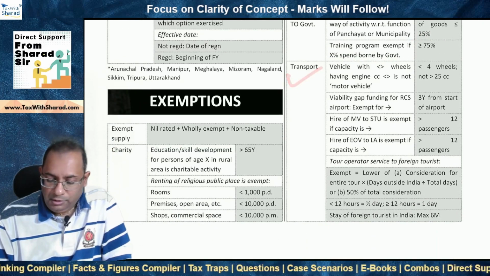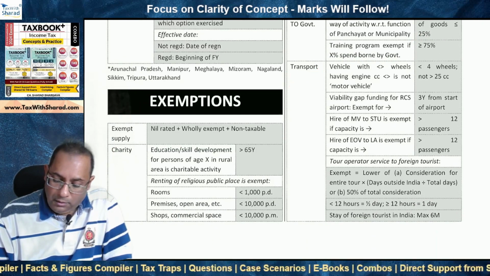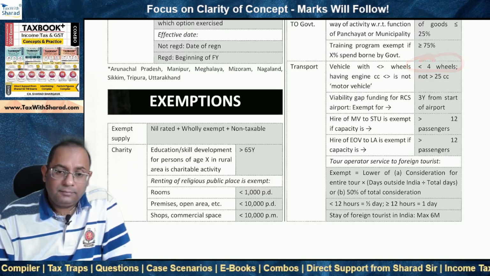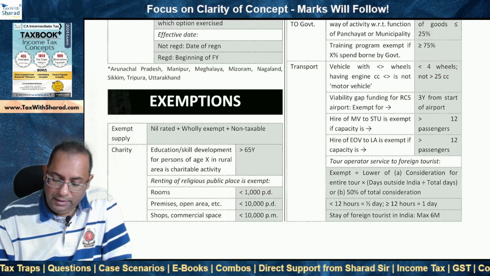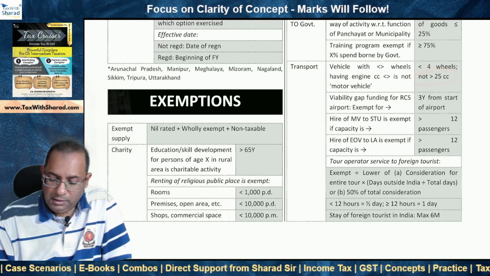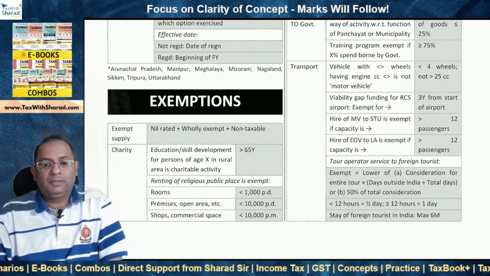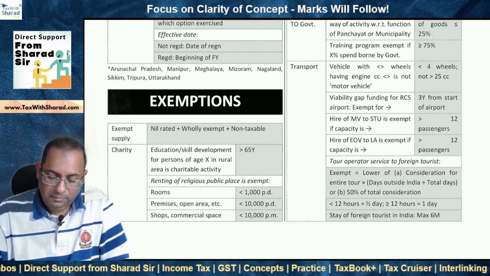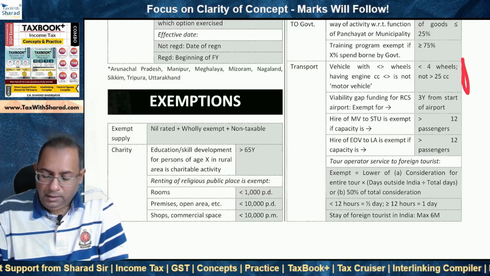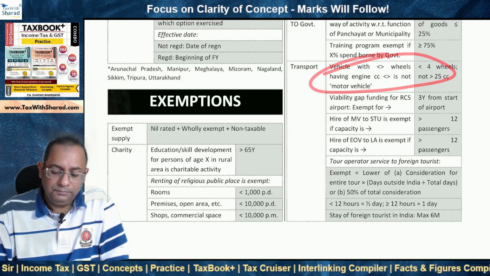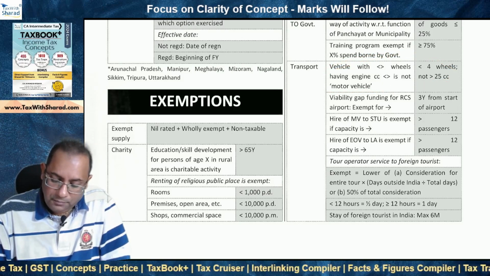Now let's turn our attention to transport. Vehicle with less than 4 wheels having engine cubic capacity of not more than 25 cc is not a motor vehicle. When we talk about services which are exempt in the category of transport, we refer to motor vehicle at certain places. So when we talk about the meaning or the definition of motor vehicle, this is not constituted as a motor vehicle as per its definition.